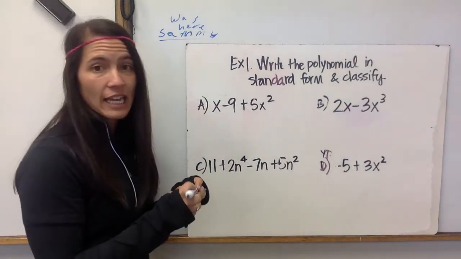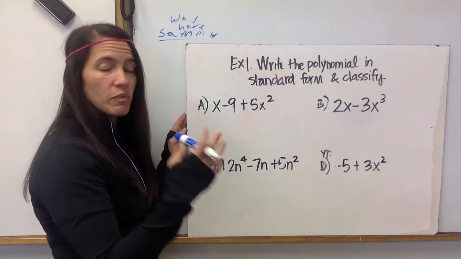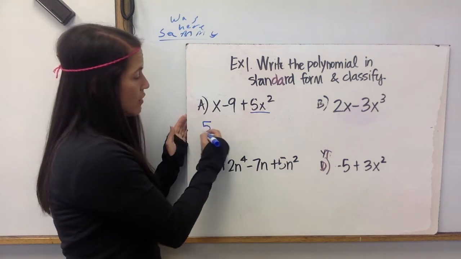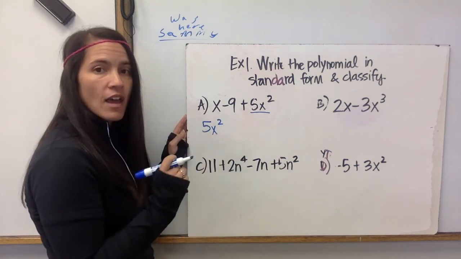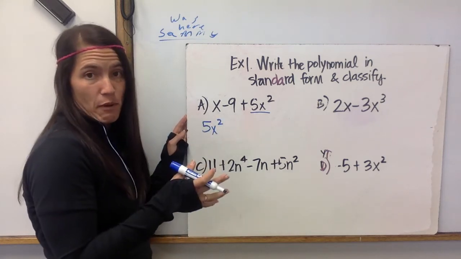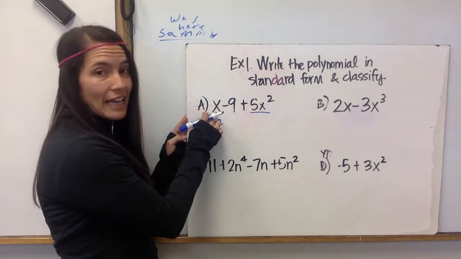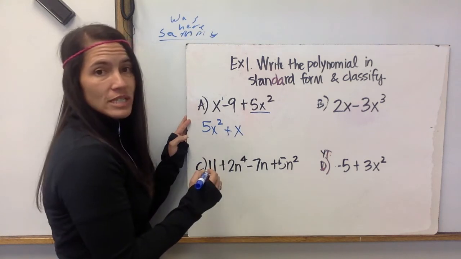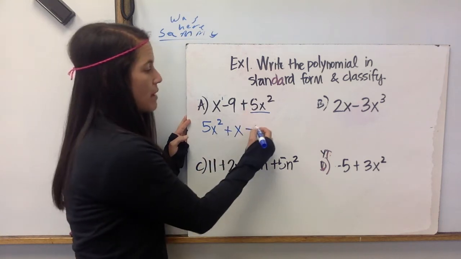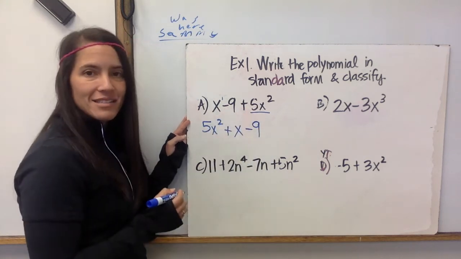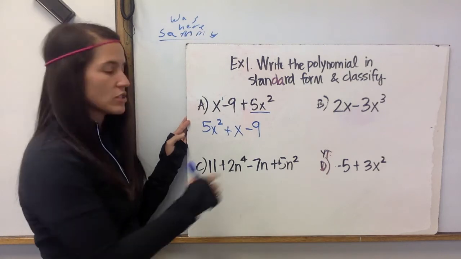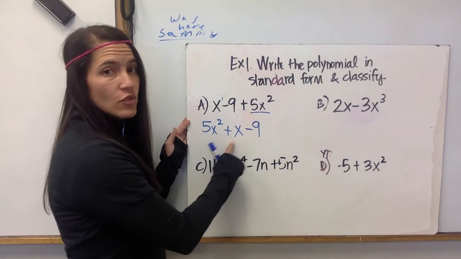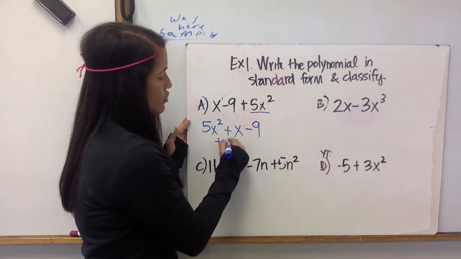In part A, the term with the largest exponent is right here, so we would want to put that one first, 5x squared. Then the next largest exponent goes second, which would be just this x because it has an exponent of 1. And it's positive, so we would say plus x. And then the minus 9 would go last because it doesn't have a variable with an exponent. So now it's in standard form. And this has 3 terms, so it is a trinomial.